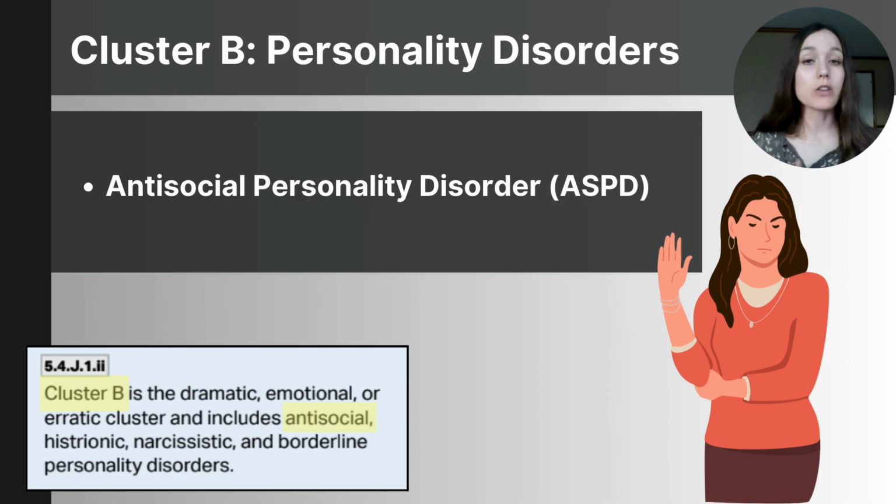These are repeated law breaking, so engaging in illegal activities like theft or violence, or deceitfulness, like lying or using fake IDs or manipulating others for personal gain, or impulsivity, so acting without considering consequences, or irritability and aggression, so frequently getting into fights or displaying violent behavior, or reckless disregard for safety, whether it's endangering themselves or others without concern, or irresponsibility, so failing to maintain employment or meeting financial obligations.